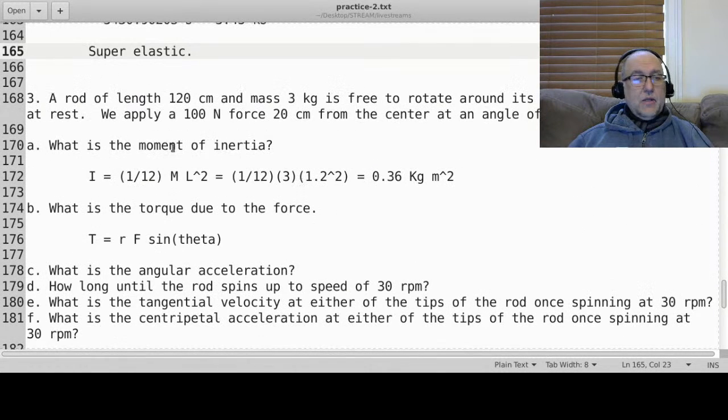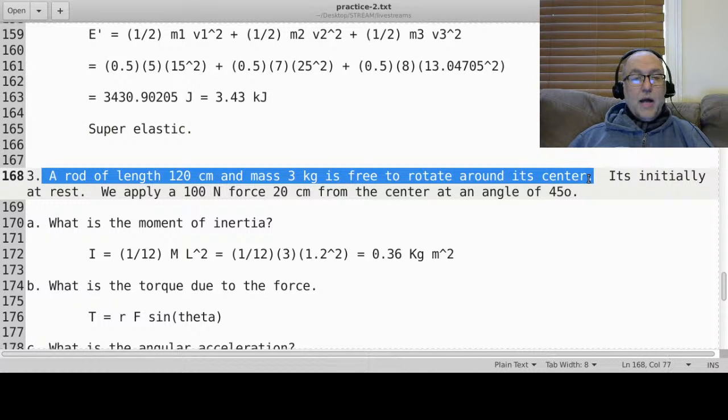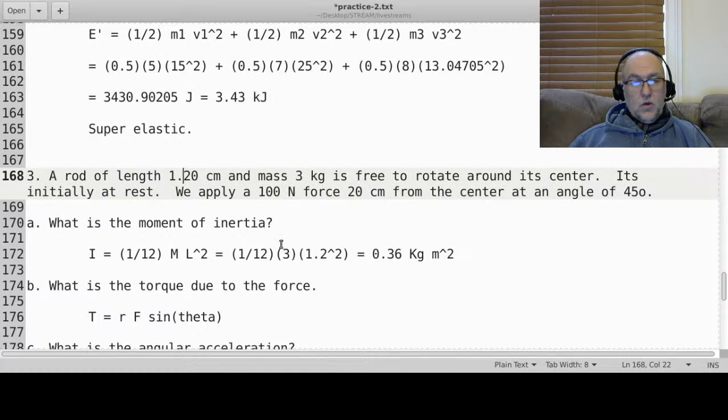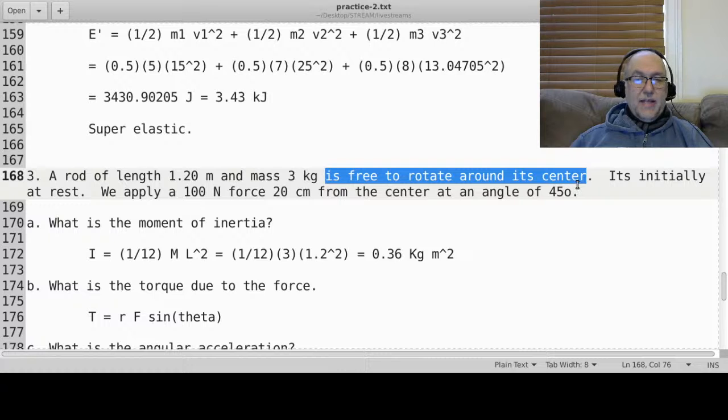So let's take a look here. Whoops, you can't see that full question. Yeah, you can. Okay. So here's a different question. We have a rod, and it's a length of 120 centimeters. I could just as easily have said 1.2 meters. It's the same thing. So a rod of length 1.2 meters and mass 3 kilograms, and it is free to rotate around its center.